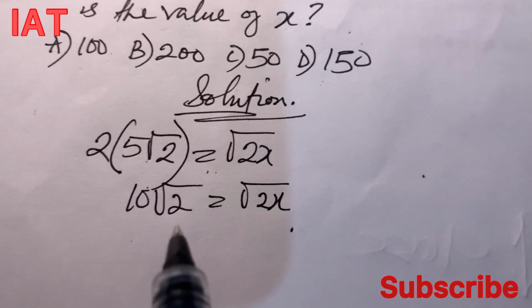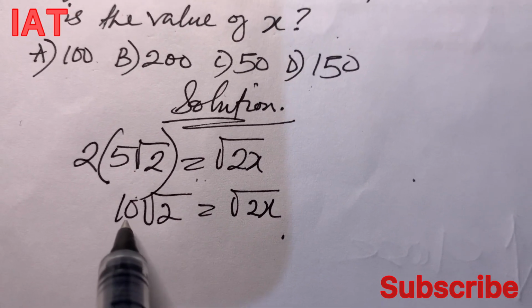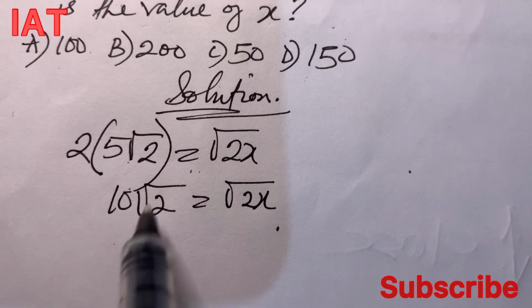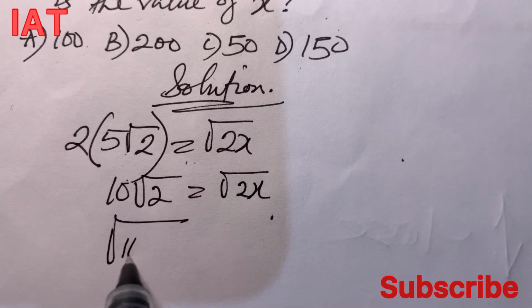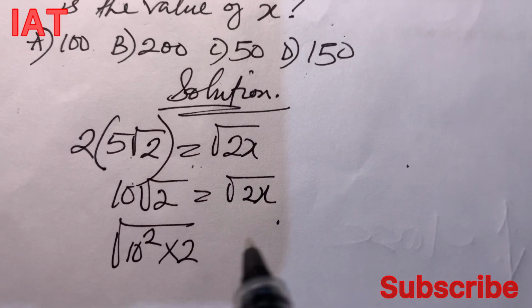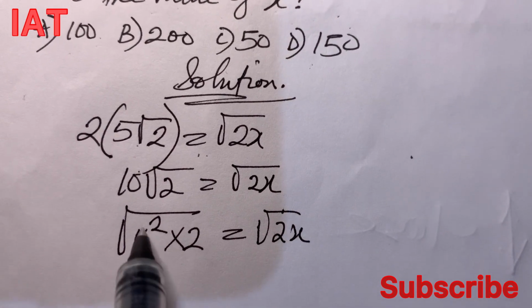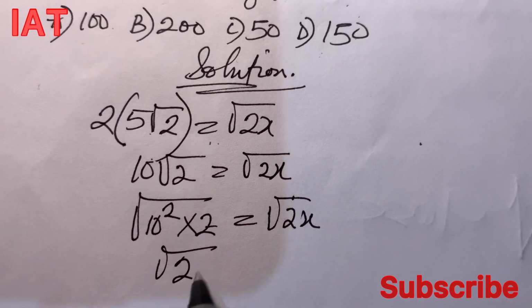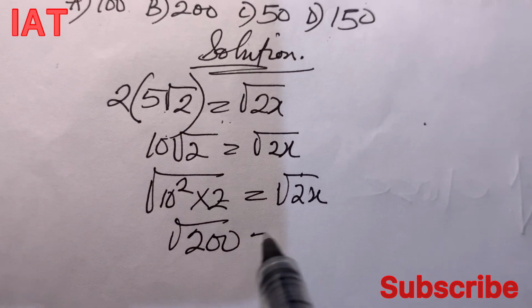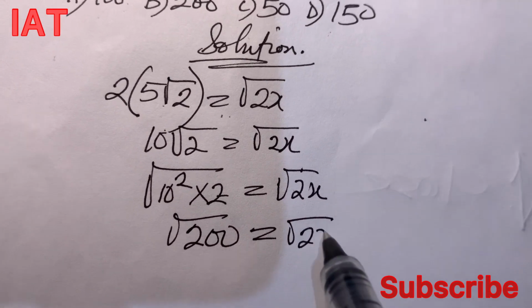And of course, this looks like a basic one to solve. So what do we do? We just have to square both sides. So we have 10 to the power of 2 times 2, which is the same thing as 100 times 2, and then the result will be 200. And this will be the square root of 2x.